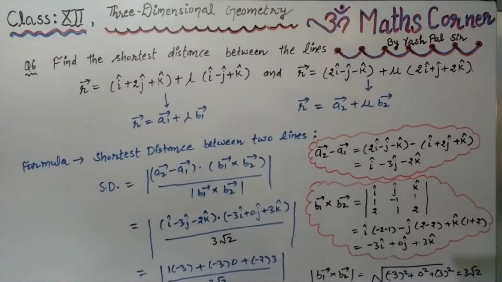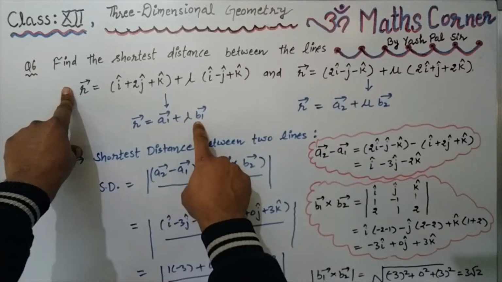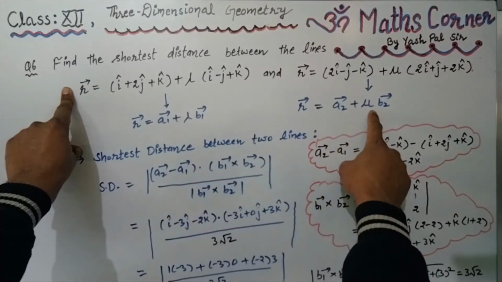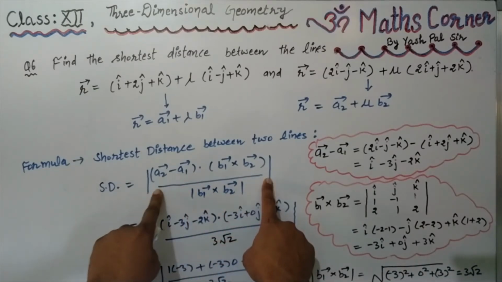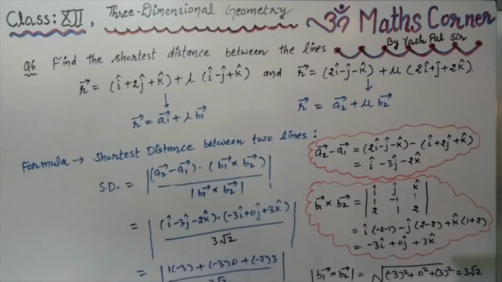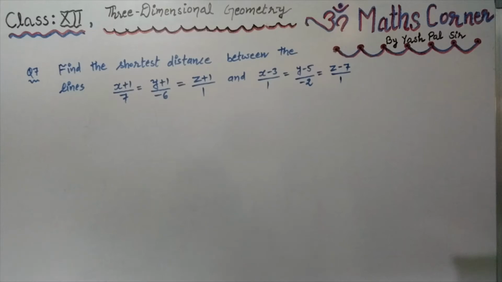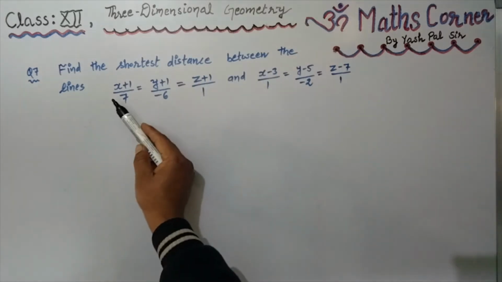Okay, so this was our question number 6. Find the shortest distance between two lines, a1 plus lambda b1, a2 plus mu b2. So just by substituting these values in the formula we can obtain the required distance. Next question. Now question number 7.